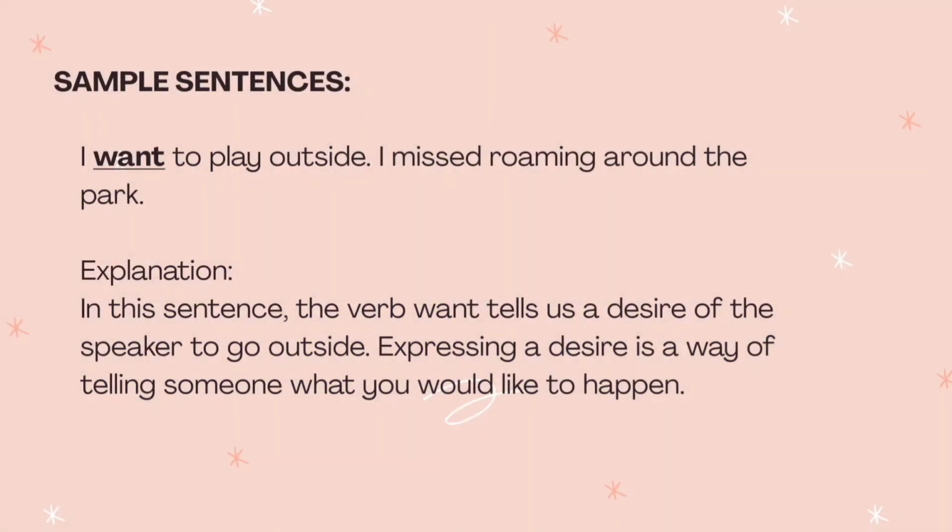Another one. I want to play outside. I missed roaming around the park. In this sentence, the verb tells us a desire of the speaker to go outside. Expressing a desire is a way of telling someone what you would like to happen.